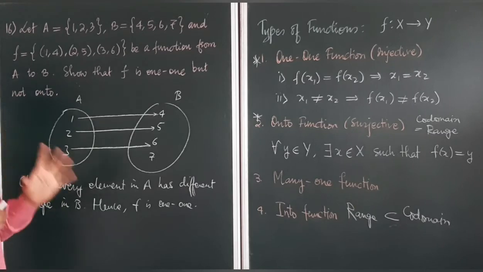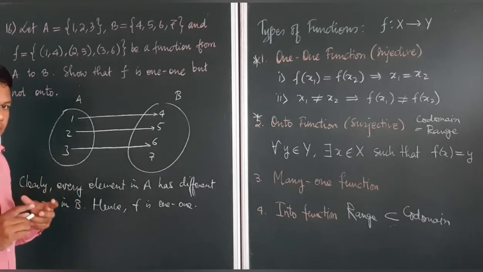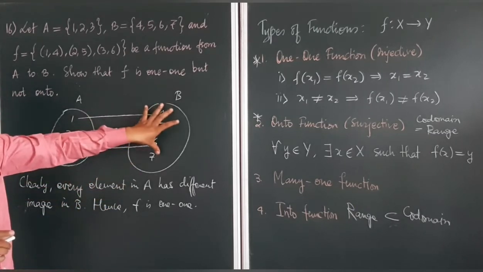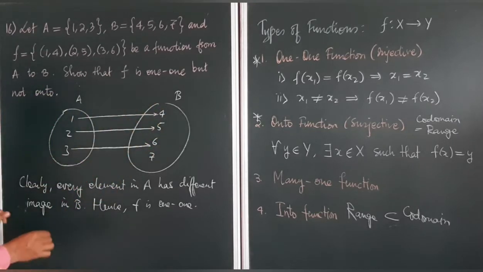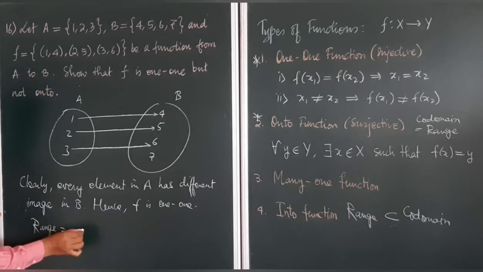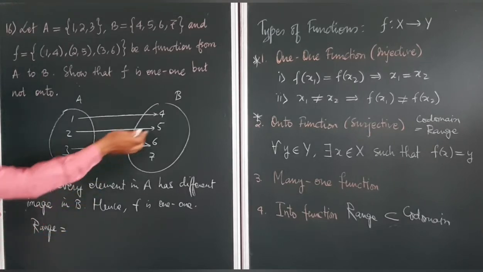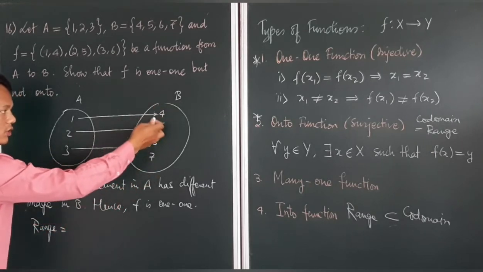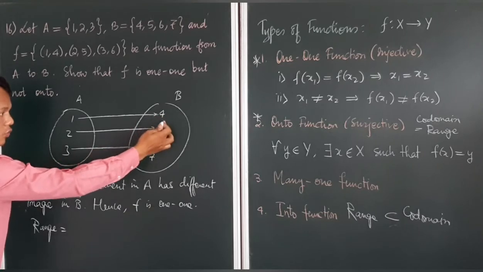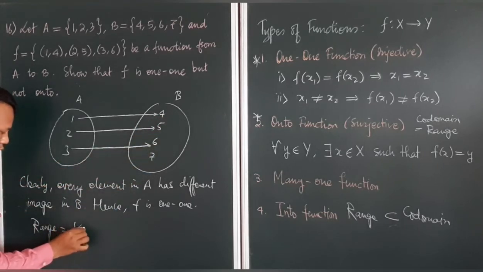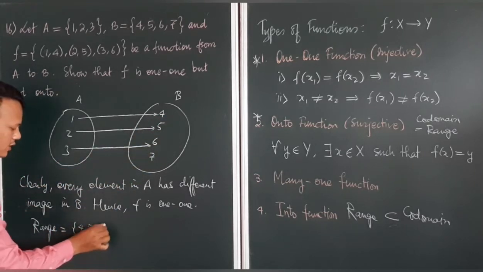Now for a function to be onto, what should be there? We must have range and codomain to be equal. But here, what is the range? The range is the elements of the second set to which the function is mapped. So what are the elements to which it is mapped? It is 4, 5 and 6, isn't it? So this is my 4, 5 and 6.